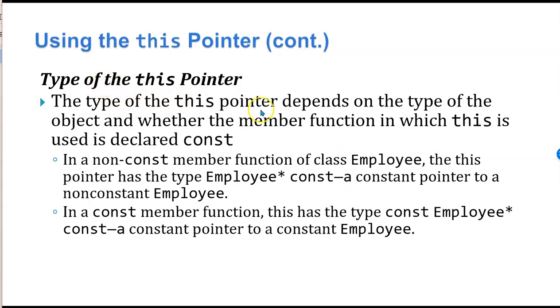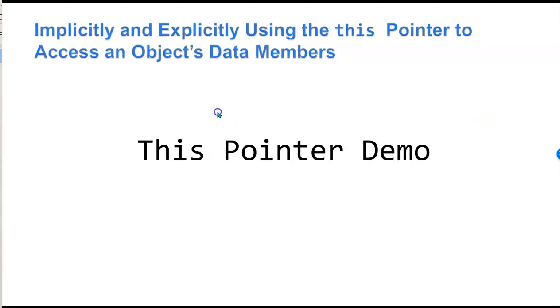So the type of this pointer is a pointer to the object it's in. In a non-const member function, the this pointer has the type Employee *const, for example, a constant pointer to a non-constant Employee. In a const member function, this has the type const Employee *const, a constant pointer to a constant Employee. Implicit and explicit use of the this pointer to access the object's data members. Let's look at another demo.